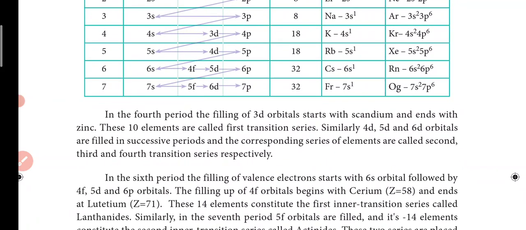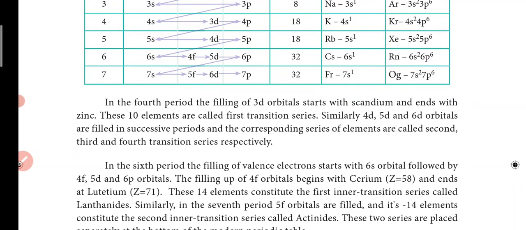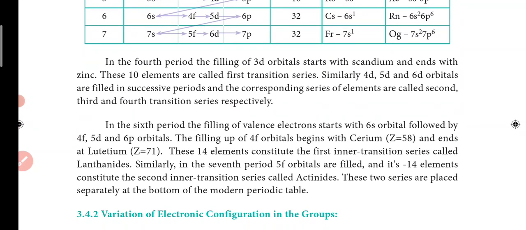In the fourth period, you can see the filling of 3d, which starts with scandium and ends with zinc. If you see the periodic table, the 3d filling runs from scandium to zinc. These 10 elements we call the first transition elements. The next elements, filling 4d and 5d, are the second and third transition elements. Depending on the 3d, 4d and 5d orbital filling, we have first, second and third transition elements, which are called d block elements.